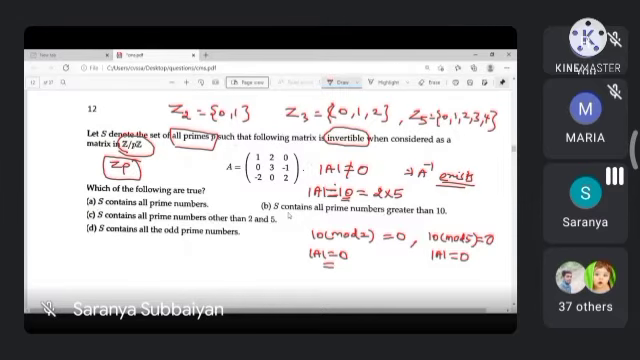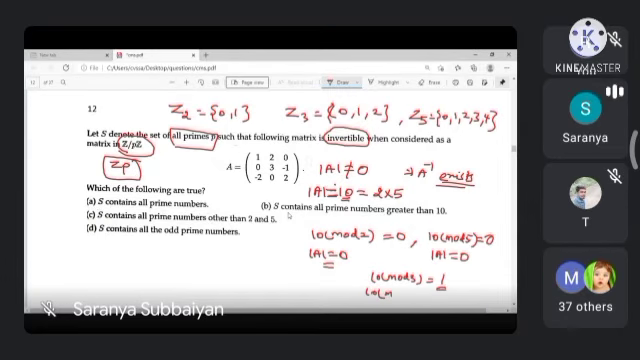Suppose Z3, is there any problem with 10? What is the remainder of 10 mod 3? It is 1, so no problem. 10 mod 7 is 3. Is there any problem with other prime numbers? No. So the problem is only with mod 2 and mod 5. So S contains all the prime numbers greater than 10. Is it correct or not?